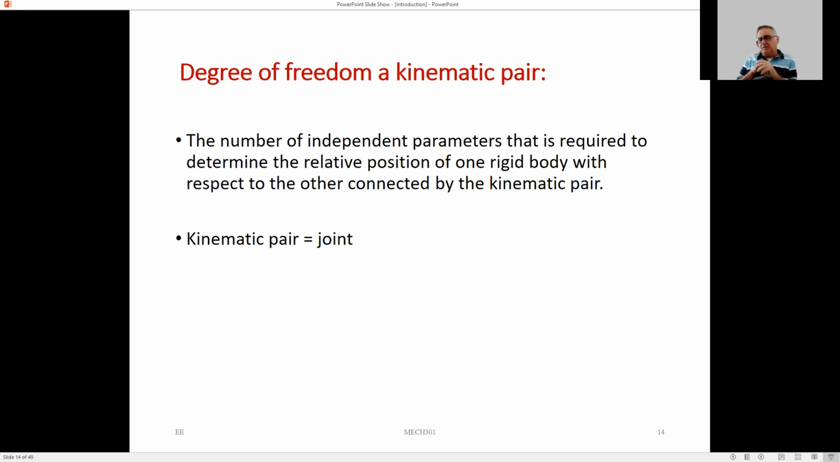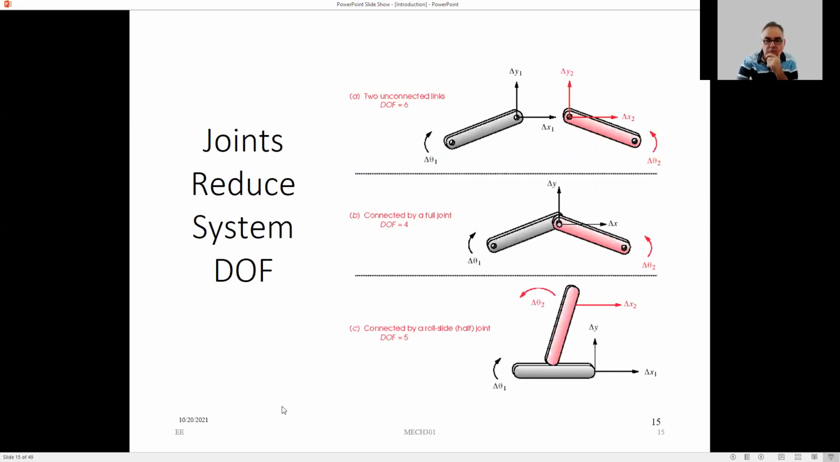Okay, we talked about the degree of freedom of space, and now let's talk about the degree of freedom of a kinematic pair or a joint. Kinematic pair is the more sophisticated way of saying joint, okay? So in this case, if you have a joint, what is its degree of freedom? Let me show it to you by example.